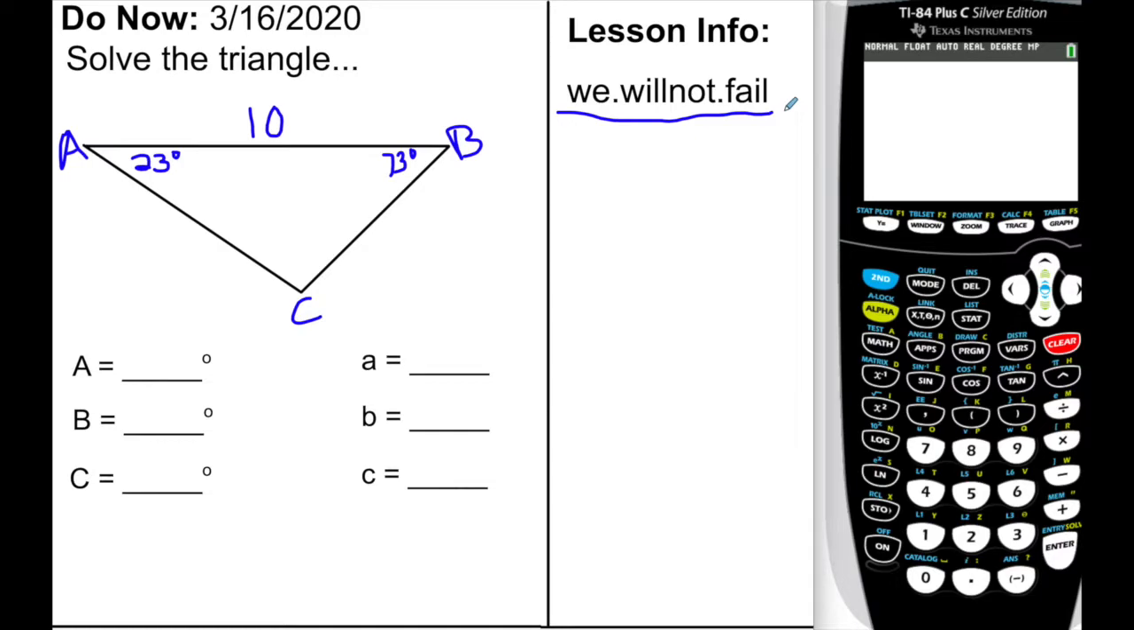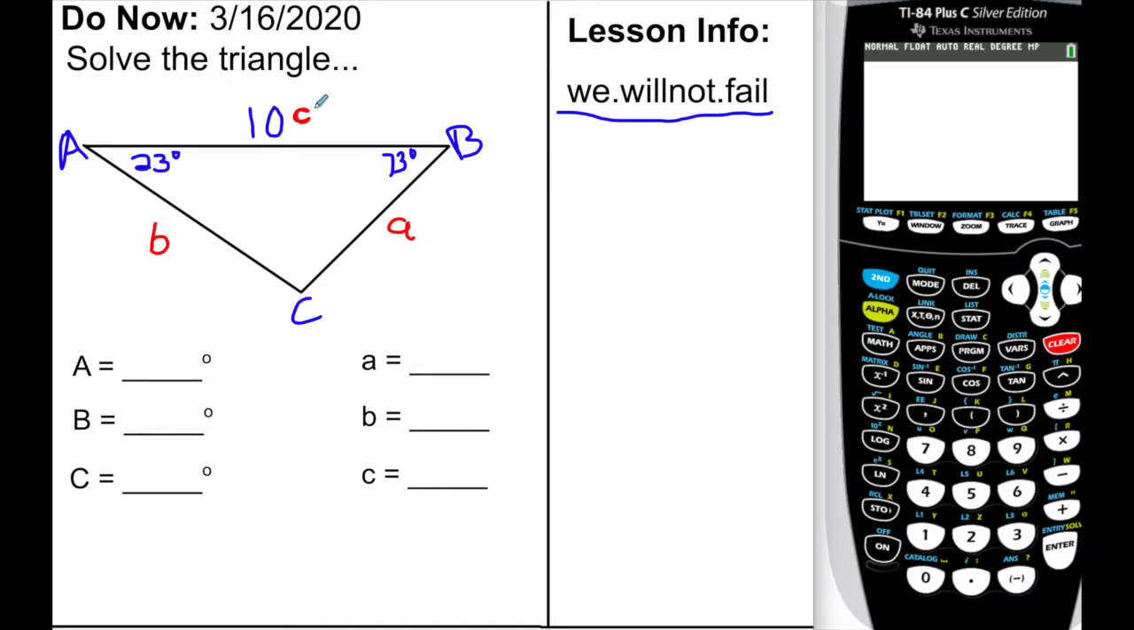Here is the do now for this lesson. The do now is solve the triangle. I have a triangle here, ABC. One thing we need to remember is that the big letters represent the angles and the small letters represent the sides. For any given big letter, its small letter will always be right across on the other side of the triangle. So for example, this is little a, this is big A, this is little b, this is little c.